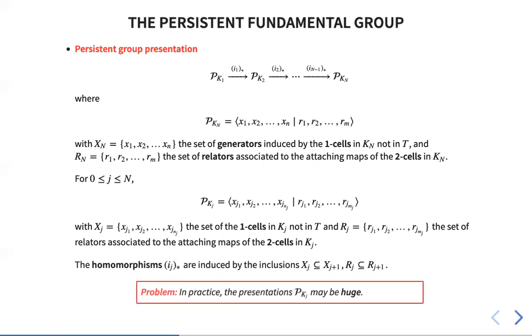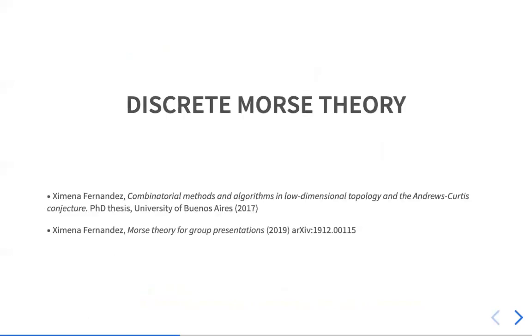The problem is that these presentations are huge. They depend on the description of the complex in terms of one-cells and two-cells, and in general there are a lot. So the idea is to try to use discrete Morse theory to obtain an efficient description of the complexes at each level of the filtration before computing the presentation of the fundamental group, right?